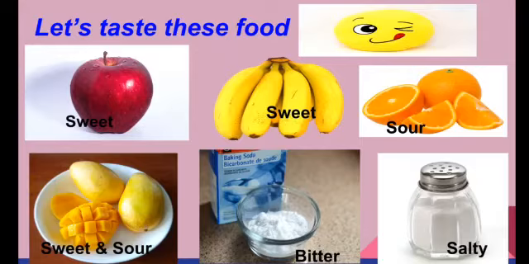And what about baking soda? If we taste baking soda, we get a bitter taste. Correct? And what about salt? It is of course salty. Correct? So these are the food substances which we can taste and come to know whether they are sweet, sour, bitter or salty. Correct?